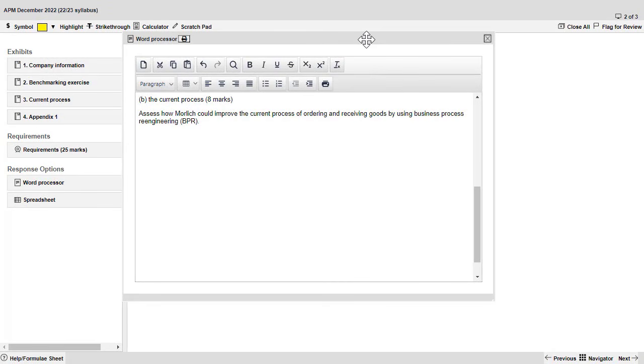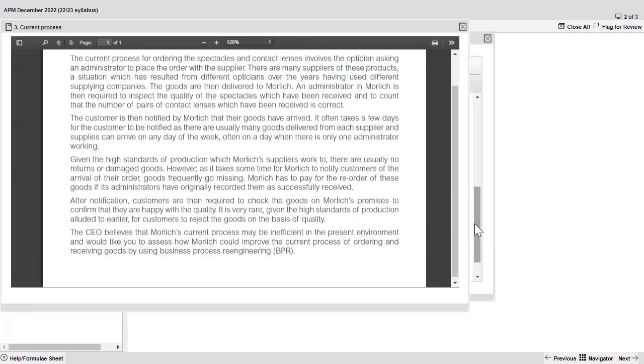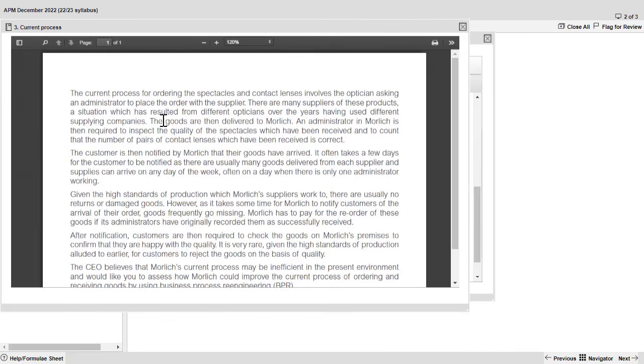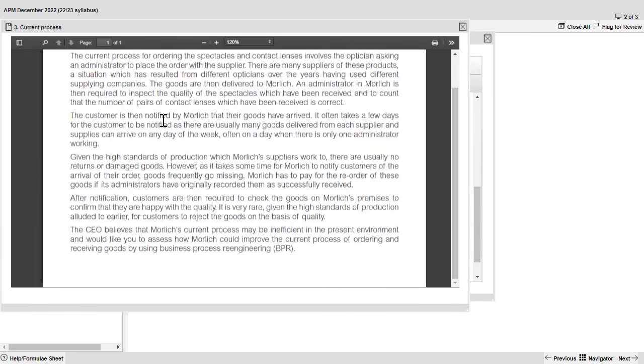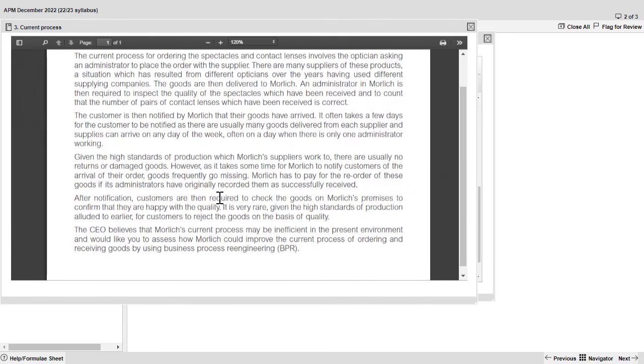Moving on to part B, the question about business process re-engineering. And they would like us to assess how Morlich could improve the current process of ordering and receiving goods by using BPR. And now we're going to need to go back to Exhibit 3. Every paragraph essentially has a description of an inefficient, non-value-adding stage of the supply chain process, either ordering the glasses or receiving the glasses or delivering the glasses to the customer.